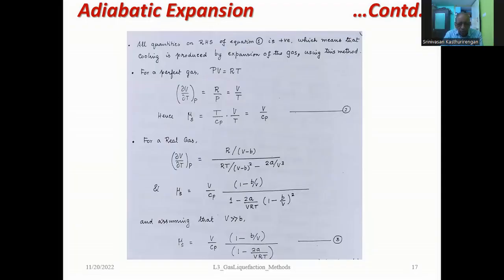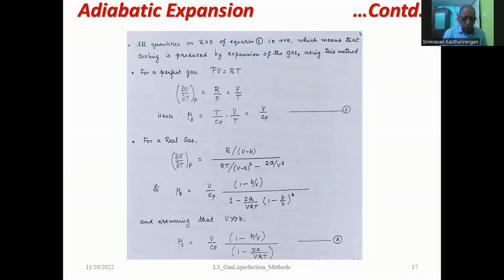So, you can write mu S is equal to T by Cp into V by T, or T and T cancel, so it's nothing but V by Cp. So, even in the case of ideal gas, there is a finite coefficient of adiabatic expansion present. So, for real gases, we can write similar expressions.